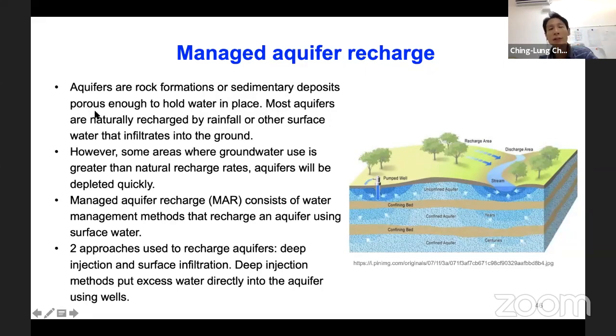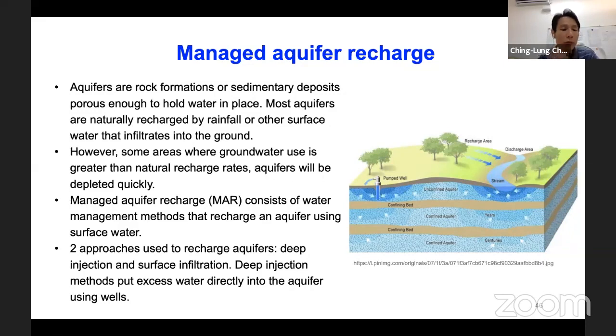The porous means the surface of the rock is irregular. They have an irregular shape, so with the irregular shape, they are able to hold the water. Most aquifers are naturally recharged by rainfall or other surface water that infiltrates into the ground. However, in some areas where groundwater use is greater than the natural recharge rate, the aquifer will be depleted quickly.